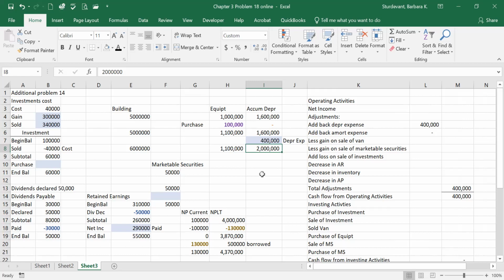Okay. So now we're going to look at our building. In the building account, we started at 5 million, we ended at 6 million. Again, nothing was sold, so what does that mean? It was purchased. There was another purchase, right? And so we got a $1 million purchase, right?